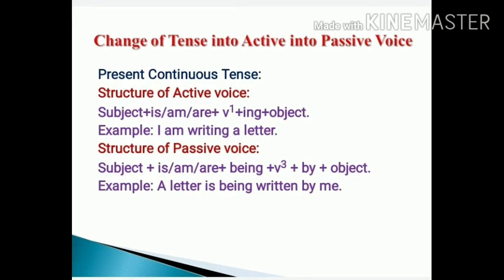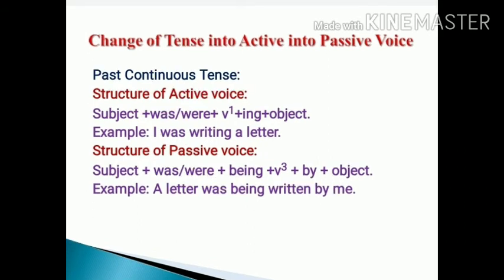Now we will discuss the changing of present continuous active voice into passive voice. The structure of active voice in present continuous tense is subject plus is, am, are plus first form of verb plus ing plus object. For example, I am writing a letter. So when we change this sentence into passive voice, the structure will be subject plus is, am, are plus being plus third form of verb plus by plus object. For example, a letter is being written by me.